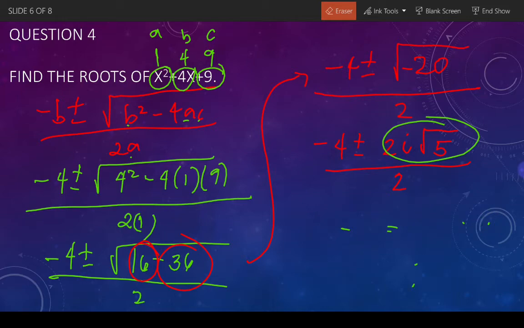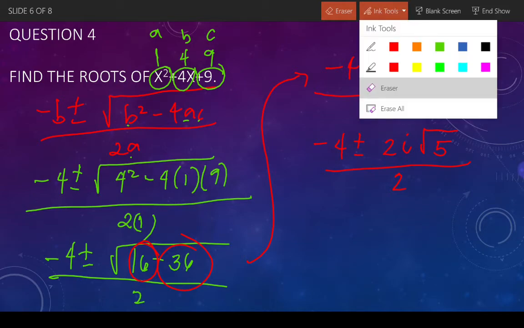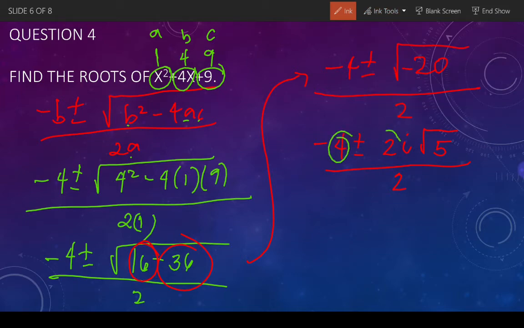I'm gonna erase everything here. So as you can see, divisible sa 2 ito, divisible sa 2 at ito. So we're going to simplify. So we will have negative 2, positive negative i square root of 5. So this is our answer.